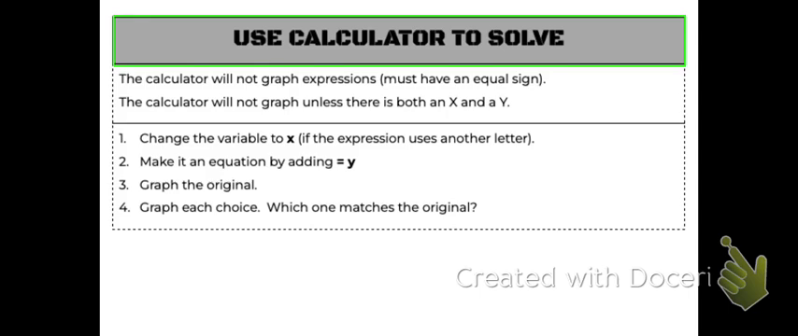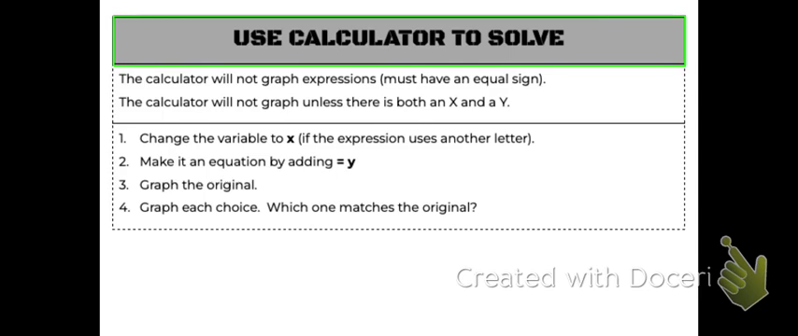But these are the steps that you go through to solve by using the graphing calculator. So first off, the graphing calculator will not graph an expression. It only graphs equations. It has to have an equal sign. And it will not graph it unless there's an x and a y.